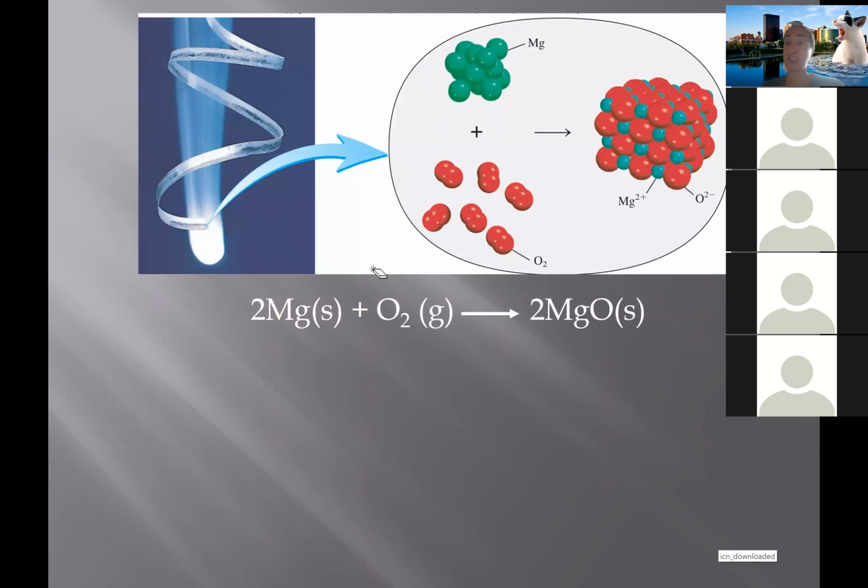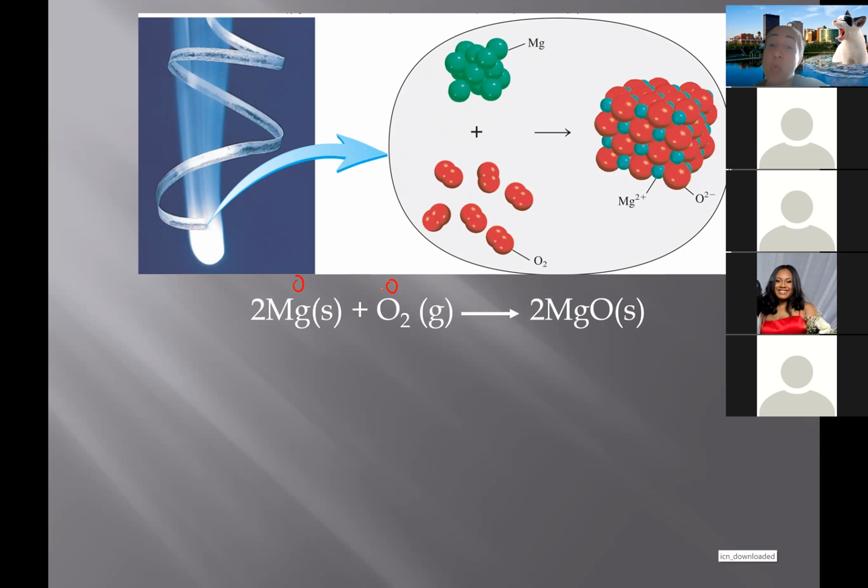Okay, so let's try one. The first thing would be to write down the reaction, but I've given it to you. The next thing would be to balance it, but it's balanced. Then the next thing is to assign oxidation states to everybody. What would be the oxidation state of the magnesium? 0. Why? Because it's a free element. Perfect. And what about the oxygen? It's also 0. Why? Because it's in its natural state. Perfect, that's excellent.